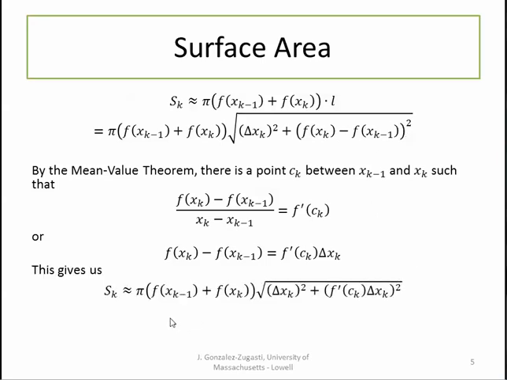So that gives us that the surface area of our kth slice is approximately equal to pi times f of x sub k minus 1 plus f of x sub k times the square root of delta x sub k squared plus the derivative evaluated at c sub k times delta x sub k squared. Now if you look under the radical, both terms here have a delta x sub k squared. So we can factor that out and then take it out of the radical to get this as our approximation for the surface area of our kth slice.